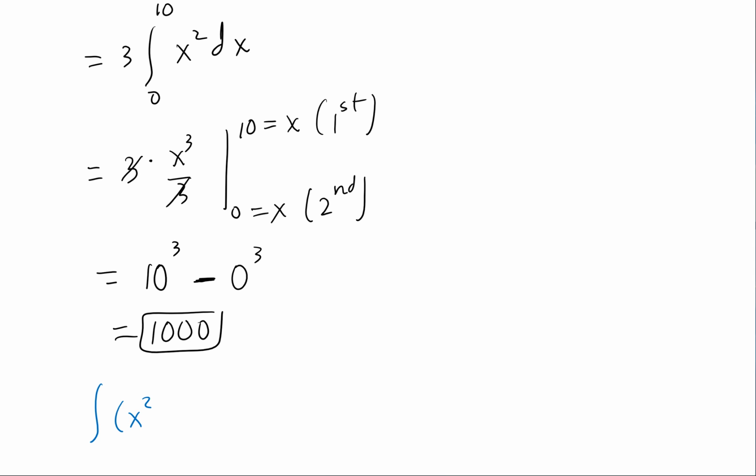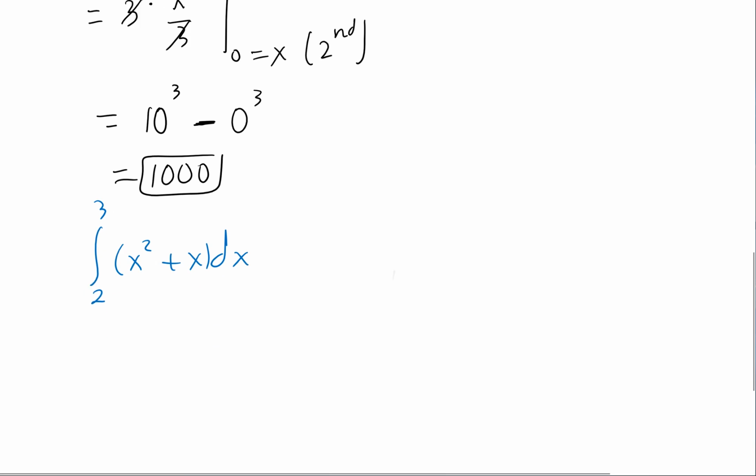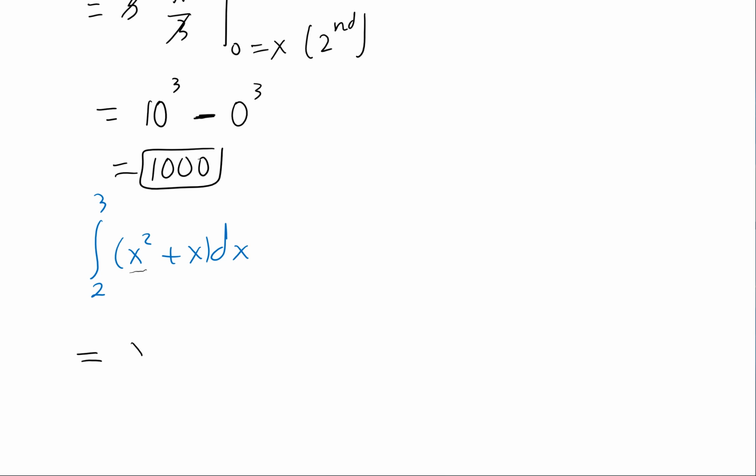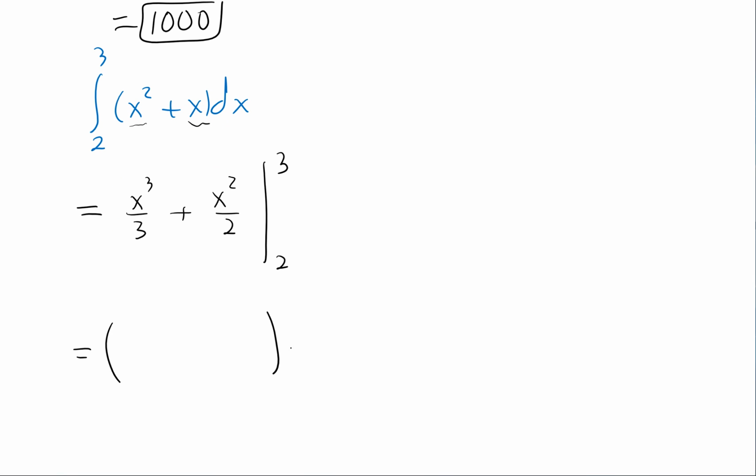Integral of x squared plus x dx from 2 to 3. So how do we do this one? We can integrate them even if you don't want to split. The integral of x squared is x cubed over 3. Integral of x is x squared over 2, from 2 to 3. Now, how are we going to do this one? Look what I'm going to do. I'm going to open parentheses separated with a minus sign. I'm going to substitute x equals 3 first. So 3 to the third over 3 plus 3 squared over 2. Substitute the 2 next. 2 to the third over 3 plus 2 squared over 2.